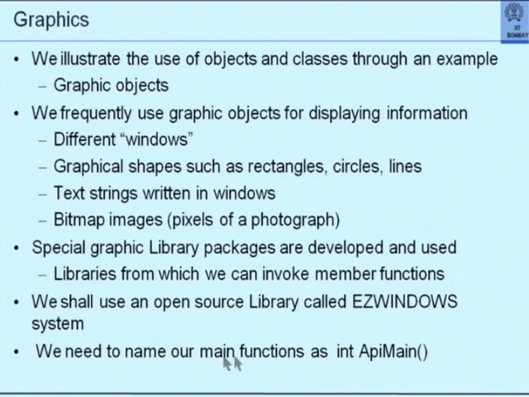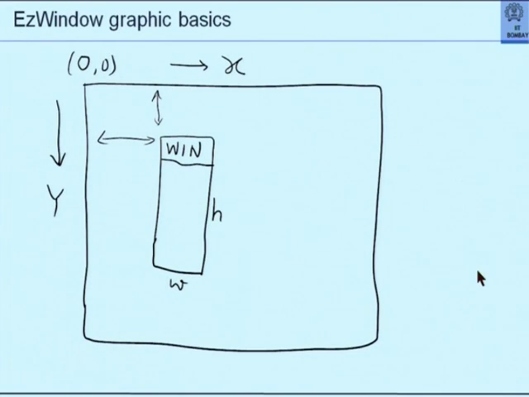As I mentioned, you need to name your main function as int API main. You can't name it as int main. That's a requirement of the class library EzWindows. These are the basics we had seen last time.